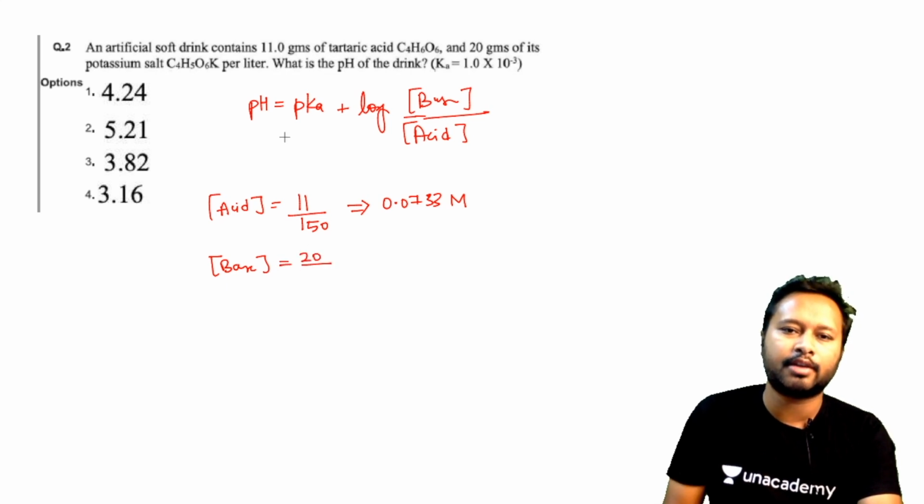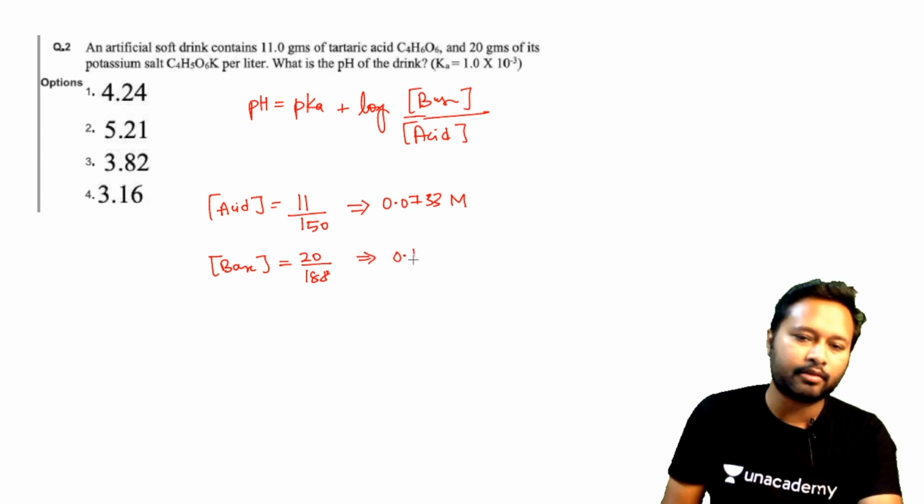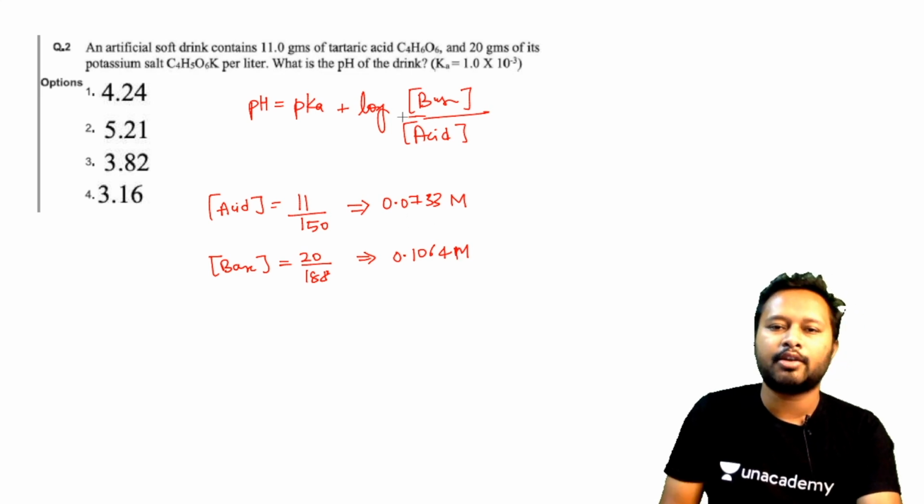The molecular mass which we will get over here, because potassium is also added and one hydrogen is removed, will be roughly around 188. Okay, and when you solve this, you will get 0.1064 molar. Now you have got both the values, you have to substitute here.